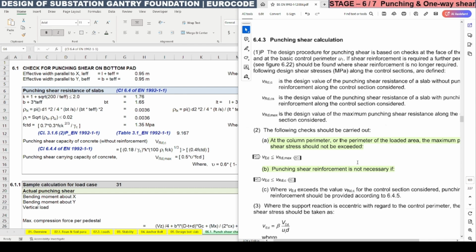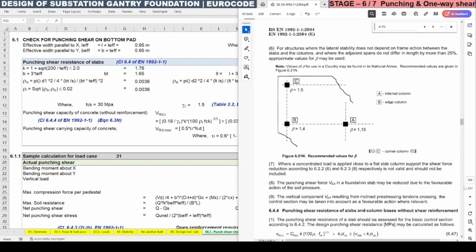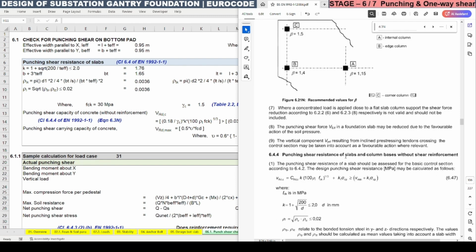Let's look into how to calculate the punching shear resistance of slabs, vRd,max and vRd,c. First we will calculate the punching shear capacity of concrete without reinforcement, vRd,c. For that, clause 6.4.4 of EN 1992 part 1 section 1 and equation 6.47 are to be referred. For that we need to go to page number 106 and 88. First we will look at 106.